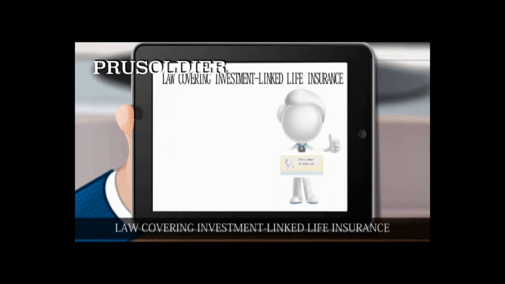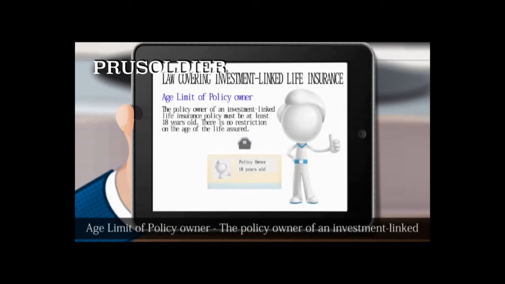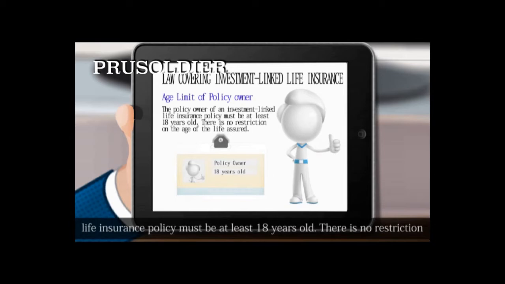Law covering investment-linked life insurance. Age limit of policy owner. The policy owner of an investment-linked life insurance policy must be at least 18 years old. There is no restriction on the age of the life assured.